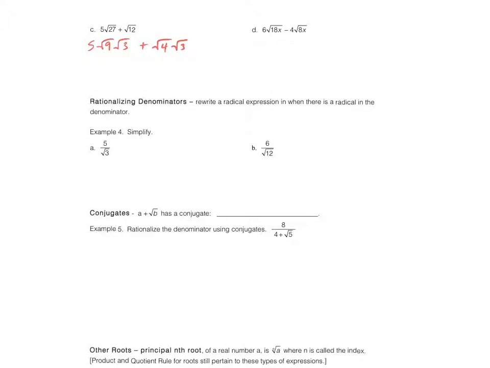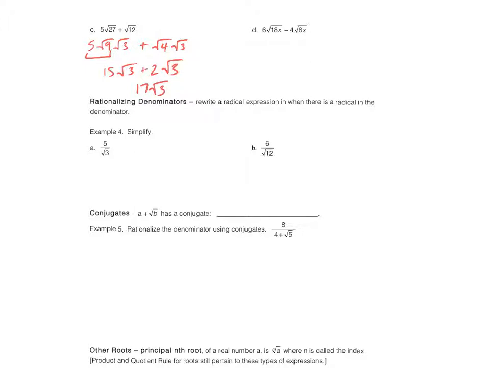So now we can do a little bit of simplification. 5 times the square root of 9 is 5 times 3, which is 15 times the square root of 3. And then the square root of 4 is 2 times the square root of 3. So we are left with 17 times the square root of 3.